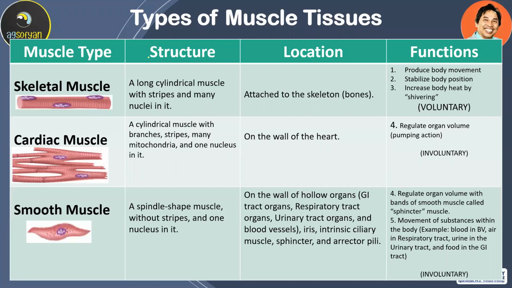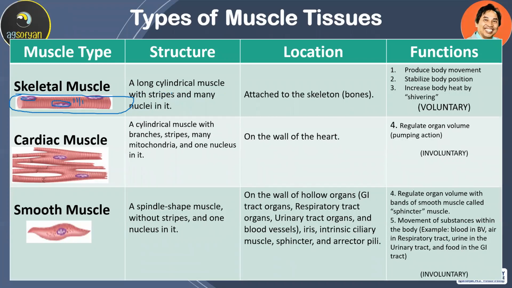So we're going to compare these three different types of muscle tissue. Again, the skeletal muscle is a long cylindrical muscle. It has stripes. Because it is long, each cell will have more than one nucleus. There are many nuclei in one cell.